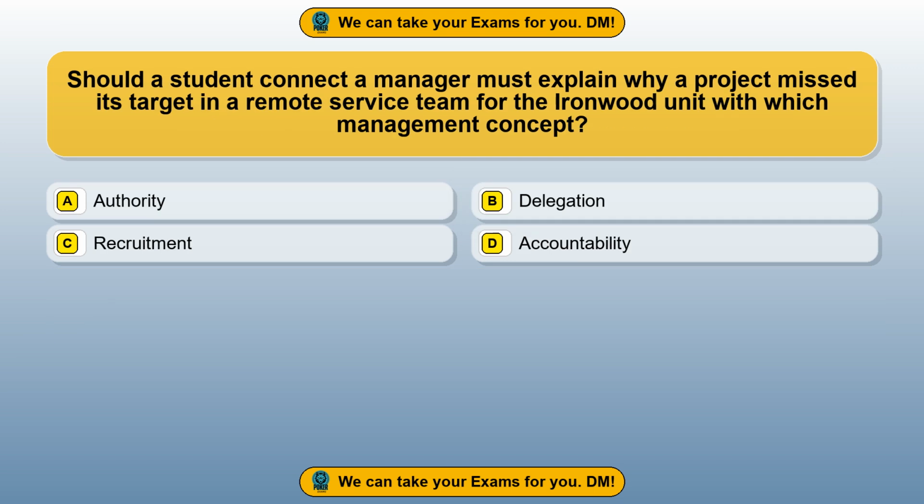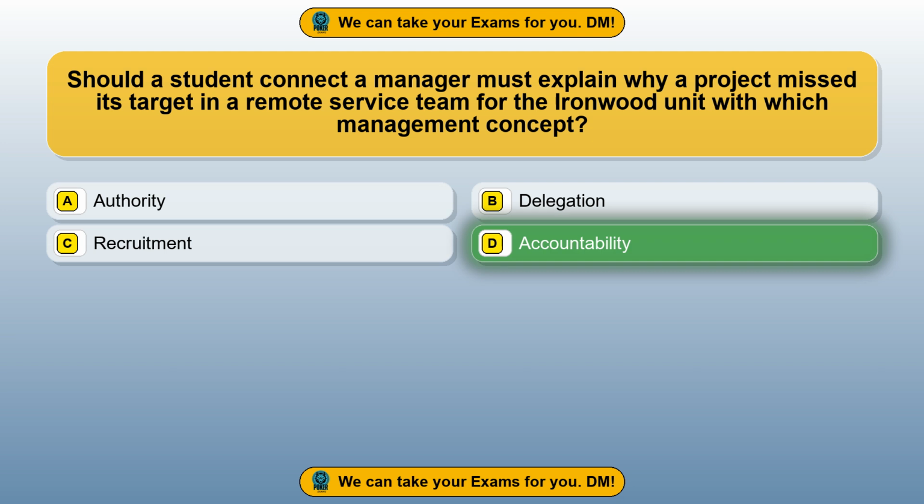Question 27. Which concept should a student connect when a manager must explain why a project missed its target in a remote service team for the Ironwood unit? Option A, authority. Option B, delegation. Option C, recruitment. Option D, accountability. The correct answer is option D, accountability.